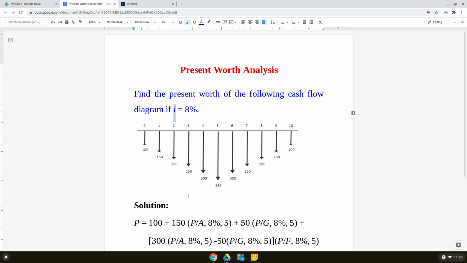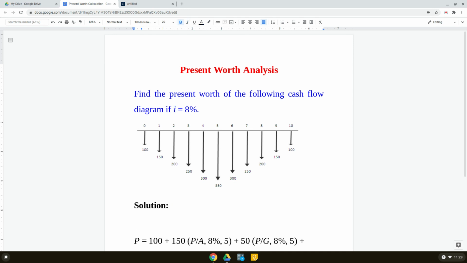So different cost items have happened in different time periods, and we want to find out their present value. As you know, present value is indicated by letter P, right? So we want to find out the P value. That means all these cash flows, we want to bring them back to time period 0. We want to find out what will be the equivalent present worth, present value of all these future cash flows.